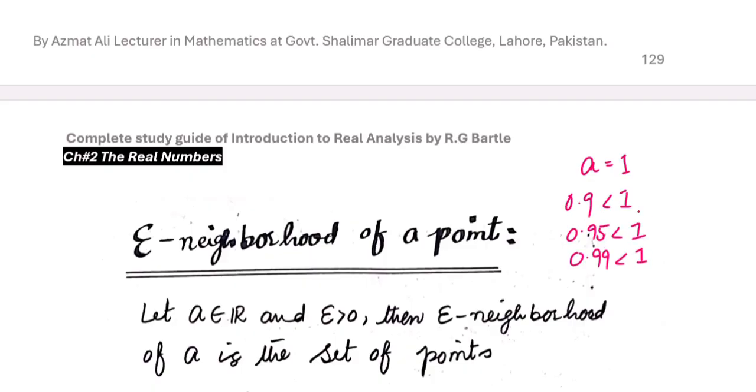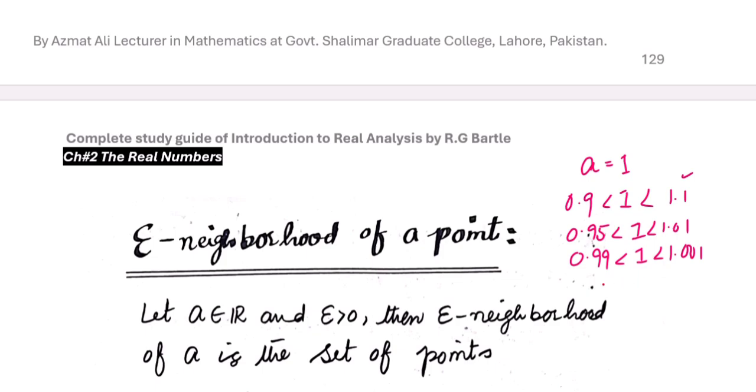Similarly, there is a real number 1.1. This real number is greater than 1 but close to 1. 1.01, again this real number is greater than 1 but close to 1. 1.001, this real number is close to 1 and greater than 1. So you can find there are infinitely many real numbers which are nearly close to 1, either from the left or right side. All these points which are nearly close to 1 form the neighborhood of the point.